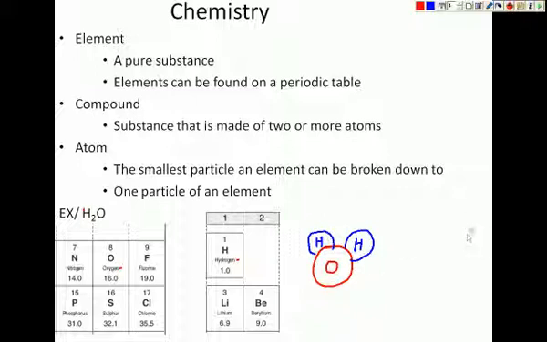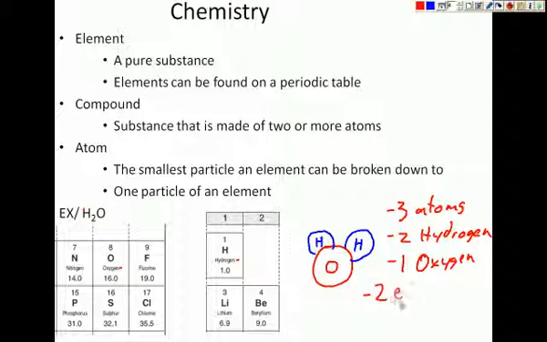Now H2O is made of 3 atoms. So right in here there are 3 atoms. There are 2 hydrogen atoms, and those are the blue ones, and 1 oxygen. There are 2 elements here. Okay, so there's 2 elements. And all of this together makes one compound.